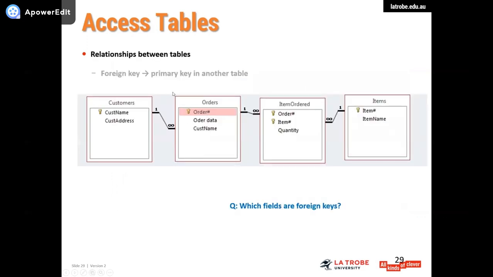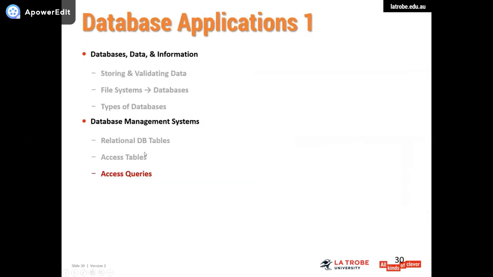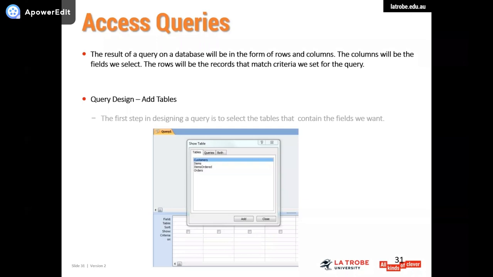And then let's move to the last part of today's lecture, which is Access queries. How can we process queries to the database? The result of a query on the database will be in the form of rows and columns. The columns will be the fields we select, and the rows will be the records that match the criteria we set for the query. Now we will demonstrate how to use Microsoft Access to do the query.